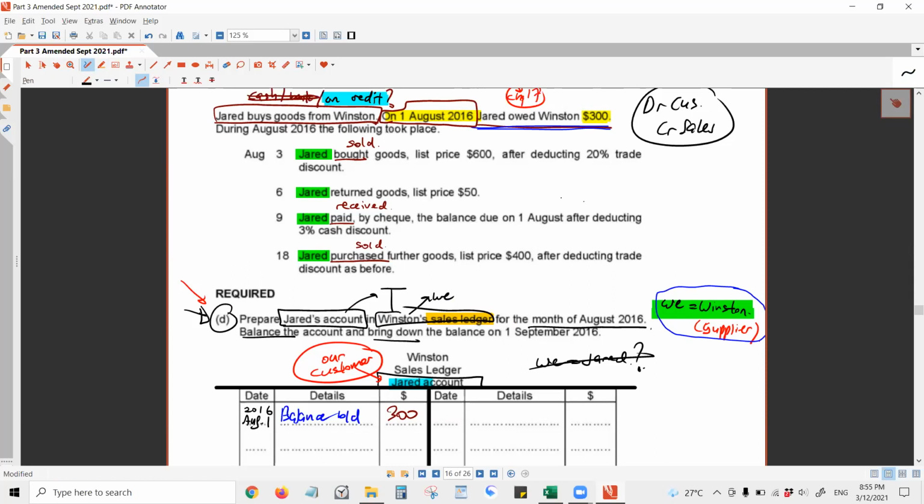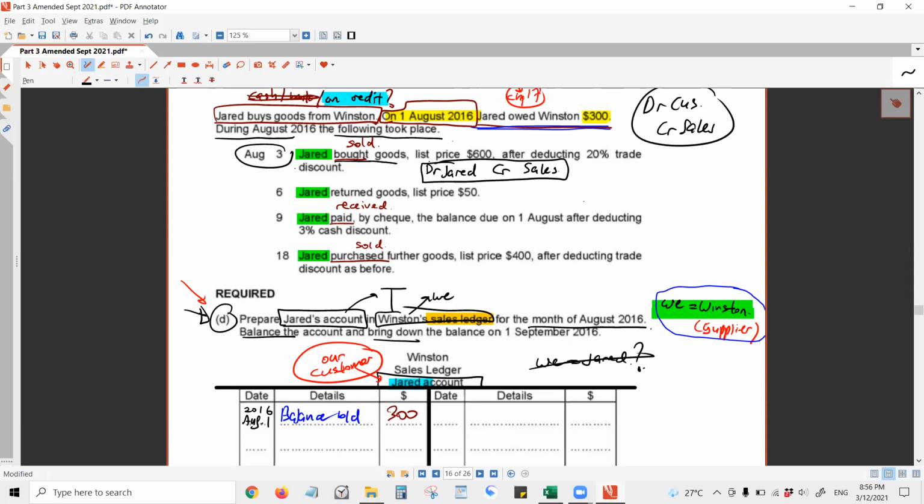Now look at the rest. During August, the following took place. August 3rd, Jared bought goods, which means we sold goods to Jared. Let's talk about the double entry first. We sold goods on credit to Jared. You have to debit Jared, credit sales, right? Decide on the double entries first, step by step.